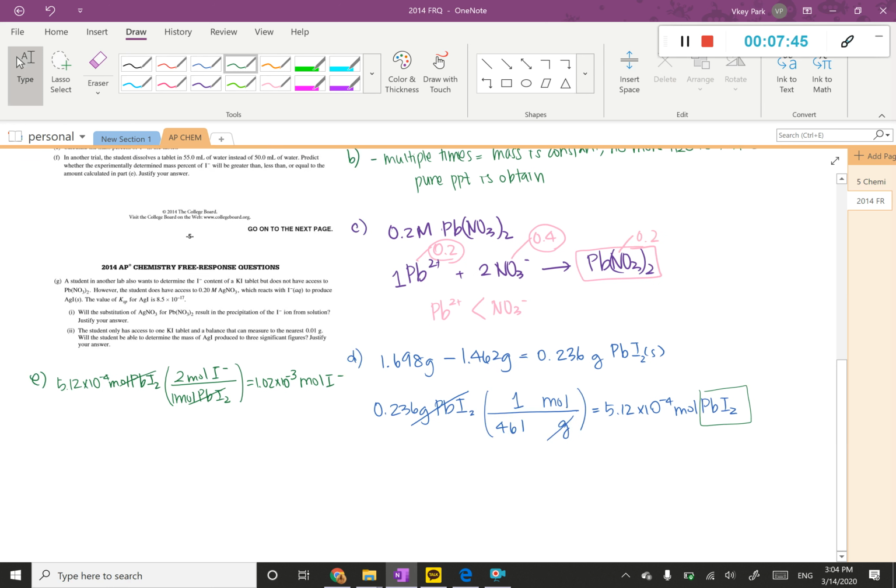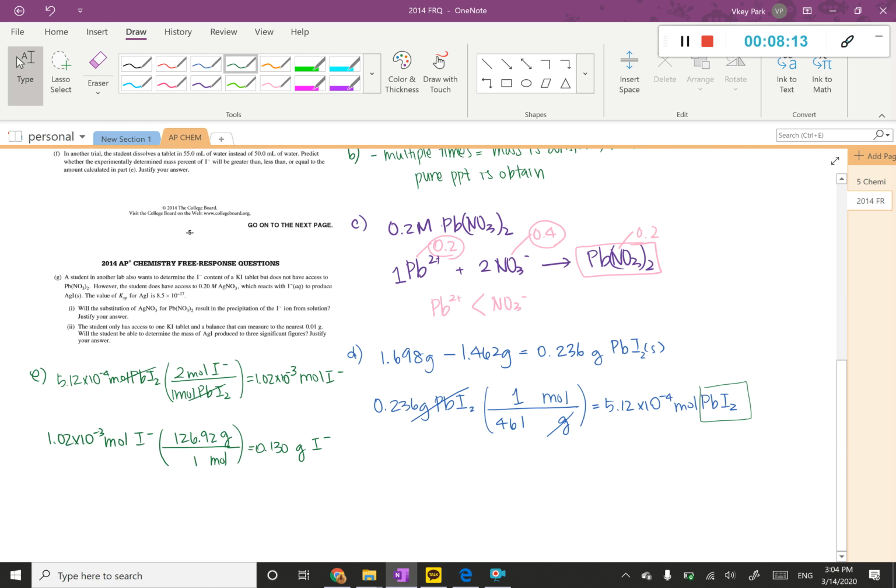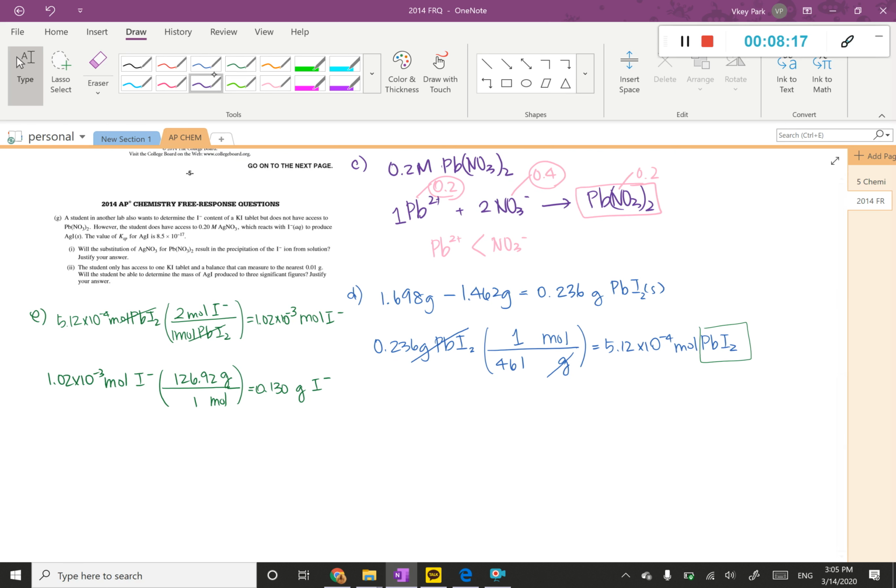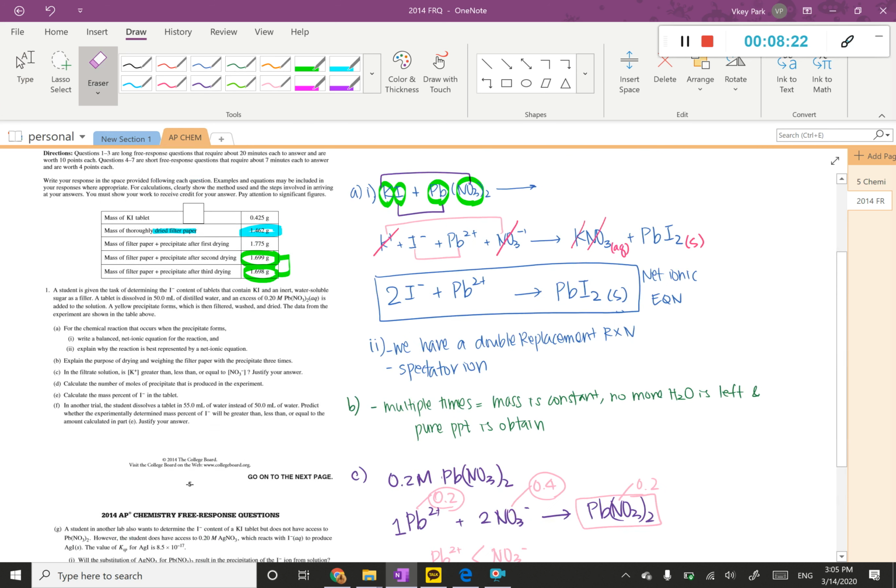Now that I have moles of iodine, I can actually find its grams. So 1.02 times 10 to the negative 3 moles of I minus. The reason I want to find the grams is because I want to find the percent mass, like how much of the total it is. That ends up being about 0.130 grams of iodine in the whole tablet. So what is the tablet's total mass? Up here, the mass of the tablet was 0.425.